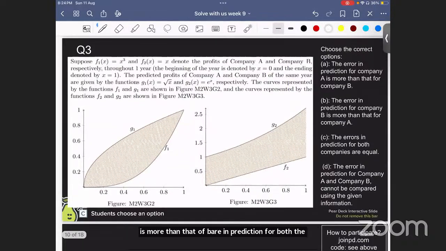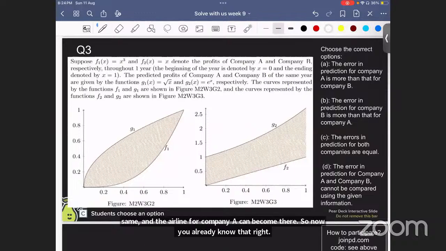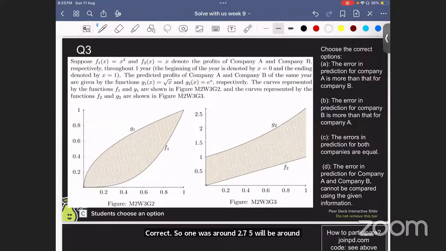So now you already know which following is correct. B, because company B's error in prediction is more than company A's. One was around 2.7 minus 1.5, which will be around 1.2 something, 1.21, and for the 5 by 12, which is 0.41. So you can say that for company B, the error is much more than for company A.